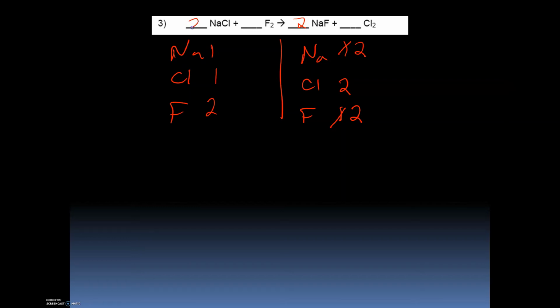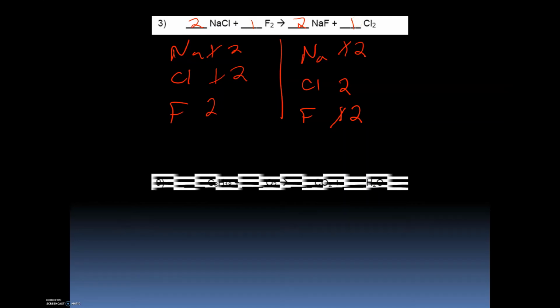So we're going to put a 2 in front of the sodium chloride. That gives you 2 sodiums and it also gives you 2 chlorines. That balances the equation out, and so we're done. Again, any blank spaces, you can put a 1 or leave it blank if you want.